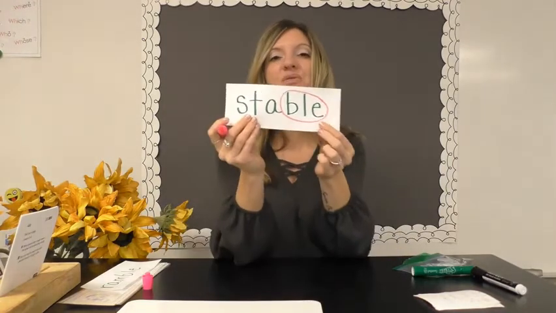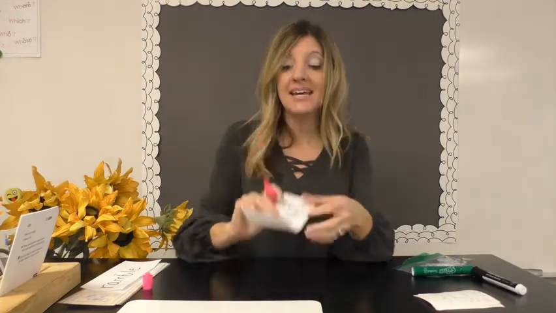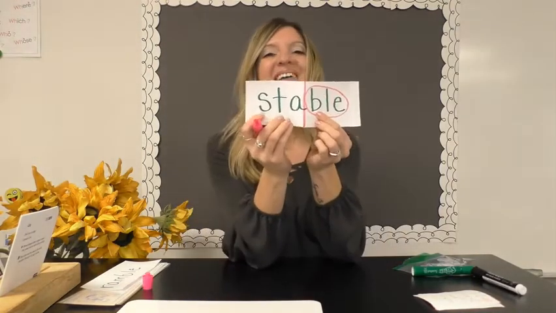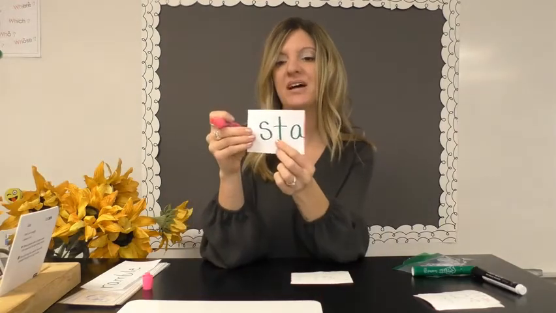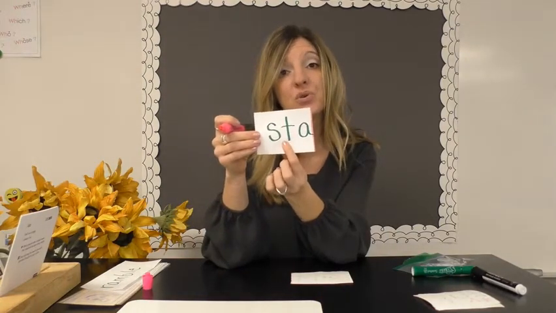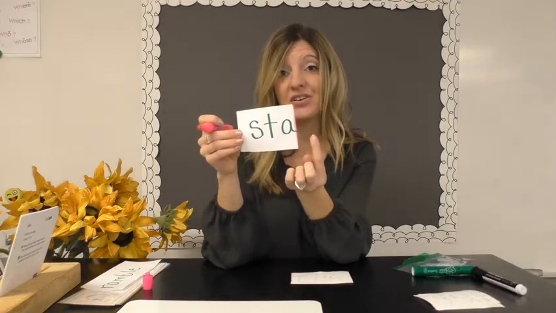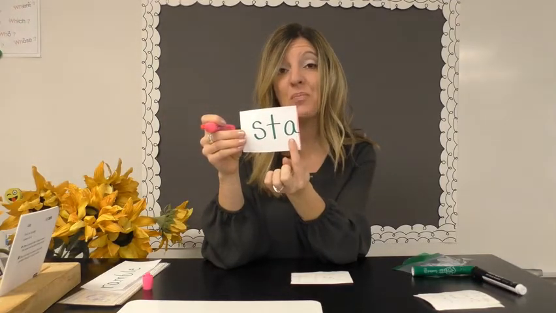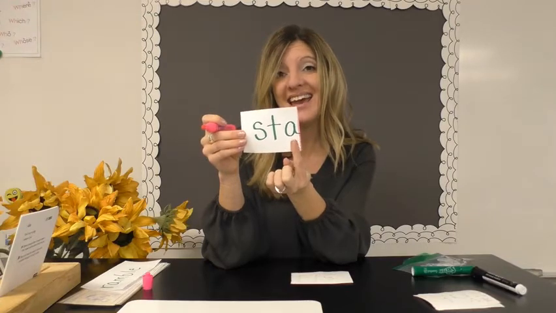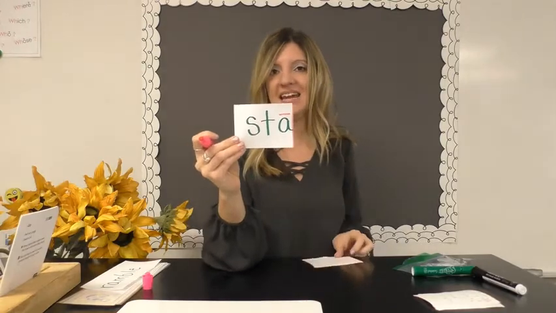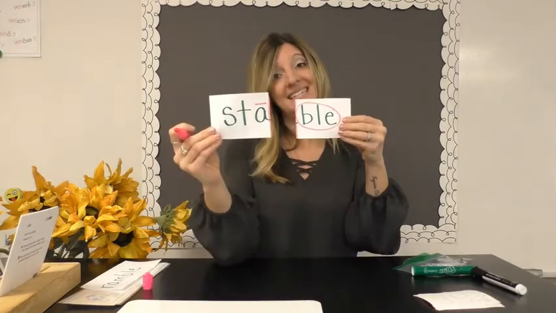I don't even have to do anything else. I just have to recognize it's its own stable syllable, and I'm going to divide. The tricky part is that I'm going to look at the first syllable and determine whether it's long or short. So this is A without a guardian or keeper consonant, and open A says A. So I'm going to read this syllable as stay-ble, stable.